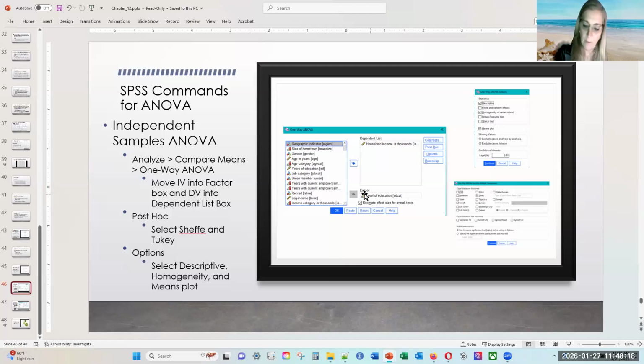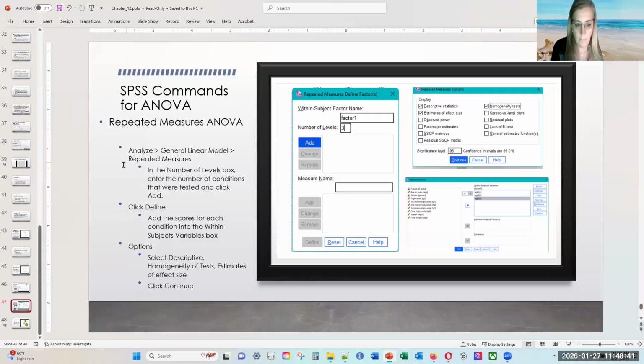And the independent variable here is categorical. You know that this is categorical, in this case ordinal. Remember, the independent variable in ANOVA is called a factor. And it shows you what additional things to include through the options.